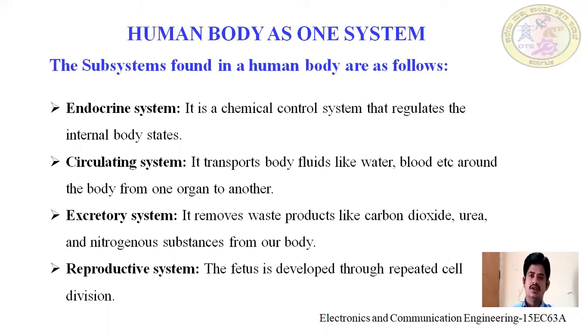So in this, we have seen the different subsystems in the human body: the musculoskeletal system, endocrine system, circulatory system, excretory system, reproductive system, and respiratory system. All of these have different functionalities. By combining all these subsystems, the human body acts like one complete system. Having knowledge of all these systems is very important to deal with these subsystems in the human body.